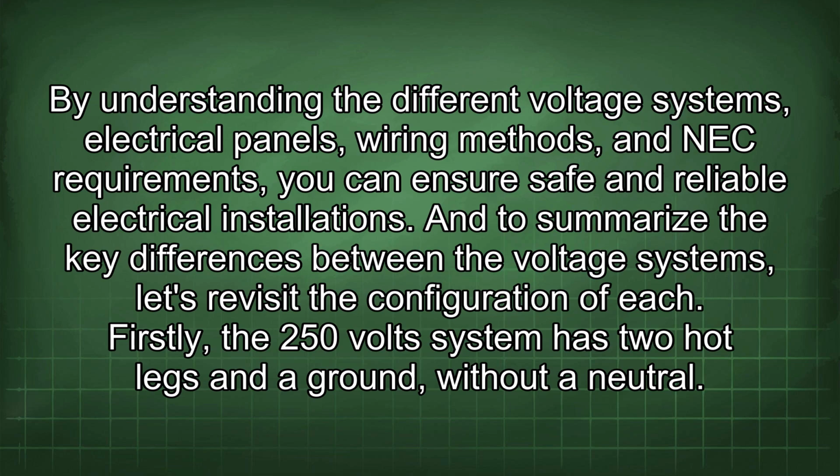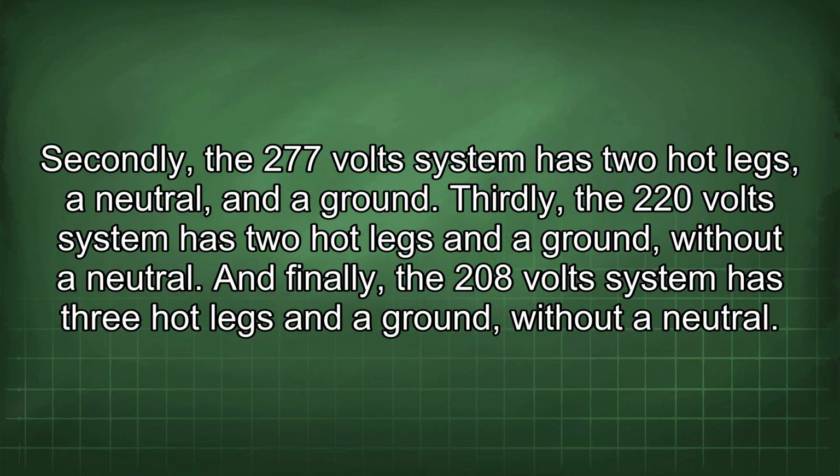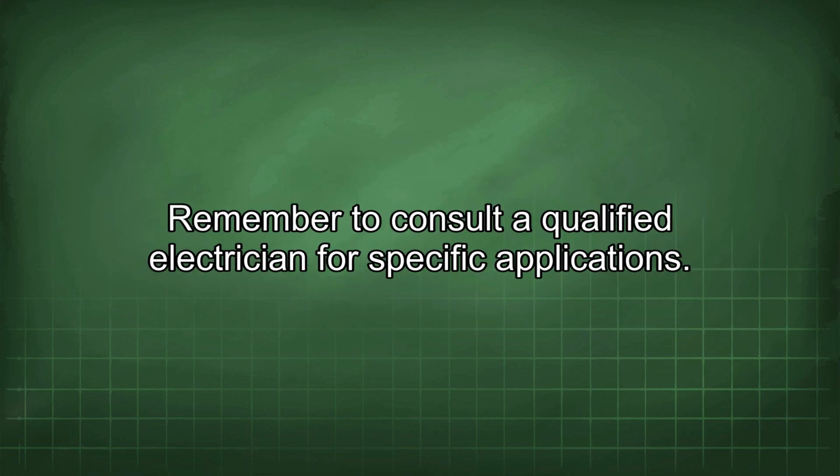And to summarize the key differences between the voltage systems, let's revisit the configuration of each. Firstly, the 250-volt system has 2 hot legs and a ground without a neutral. Secondly, the 277-volt system has 2 hot legs, a neutral, and a ground. Thirdly, the 220-volt system has 2 hot legs and a ground without a neutral. And finally, the 208-volt system has 3 hot legs and a ground without a neutral. Remember to consult a qualified electrician for specific applications.